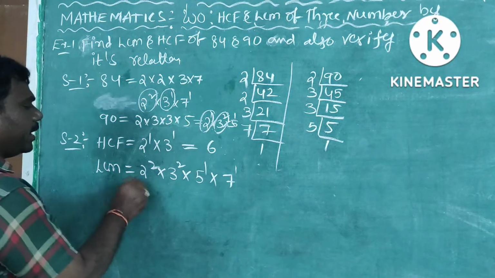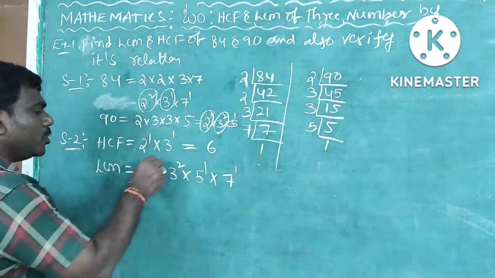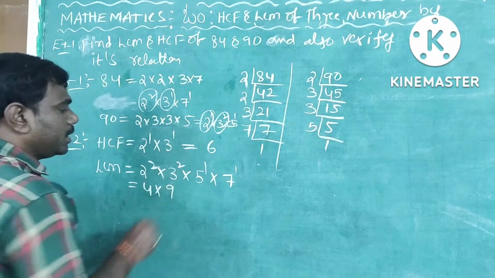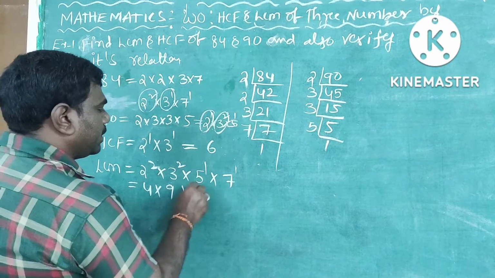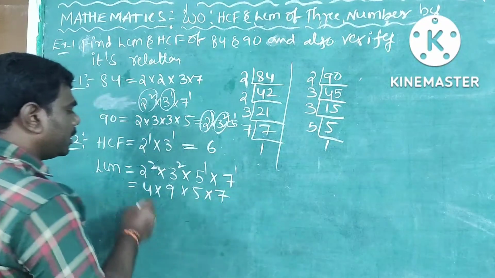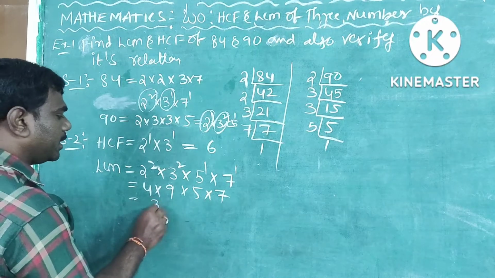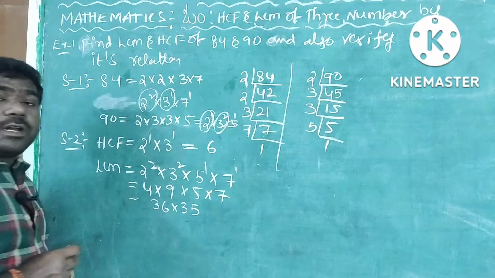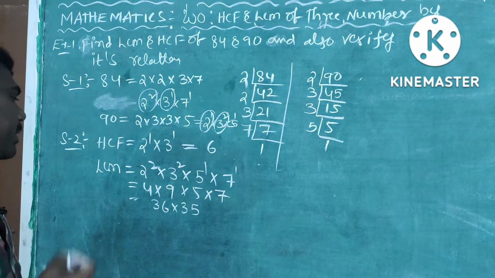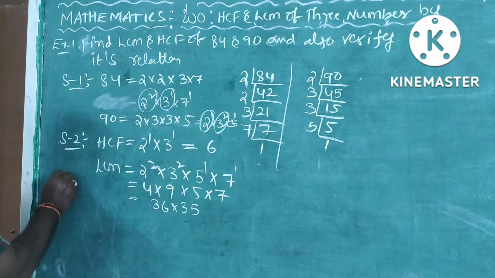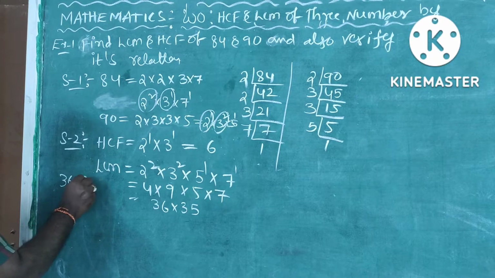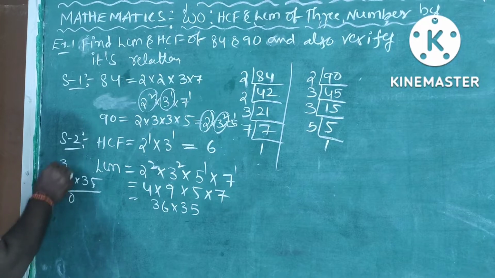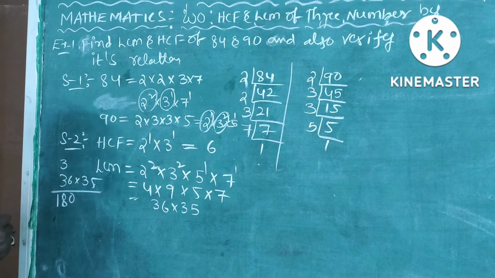Now simplify it. What do we get? 2 square is 4. 3 square is 9. 5 power 1 is 5 only. 7 power 1 is 7 only. Now 9 fours are 36. 7 fives are 35. So 36 into 35. Now multiply, what answer do we get? 5 sixes are 30. 5 threes are 15 plus 3, which is 18.